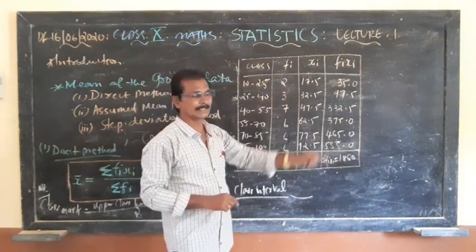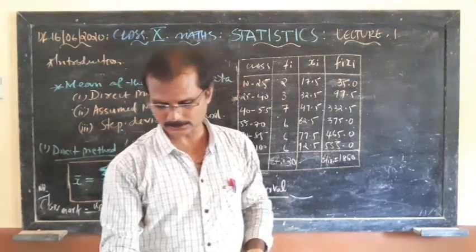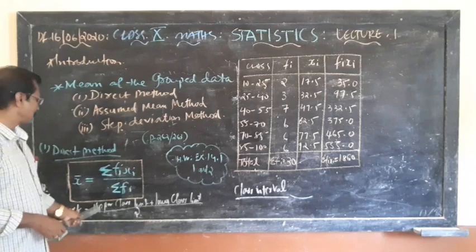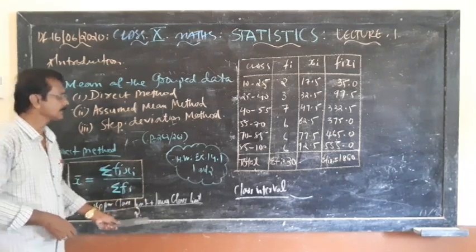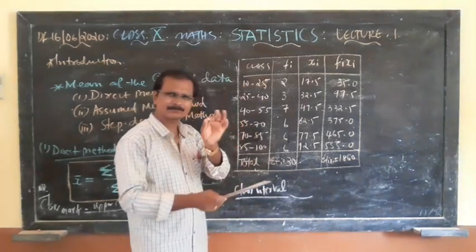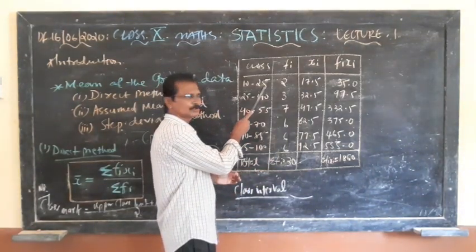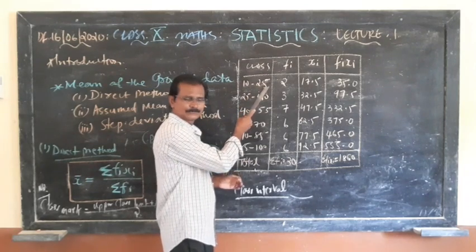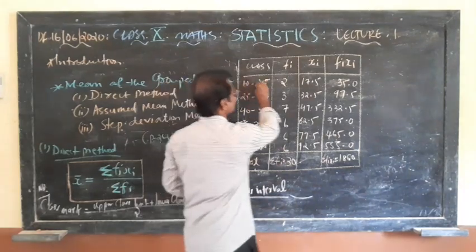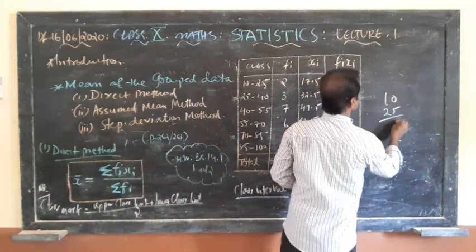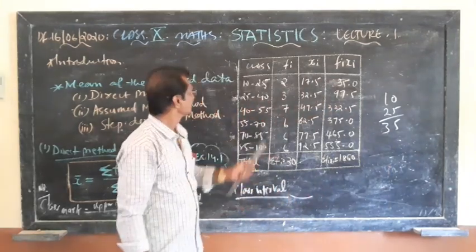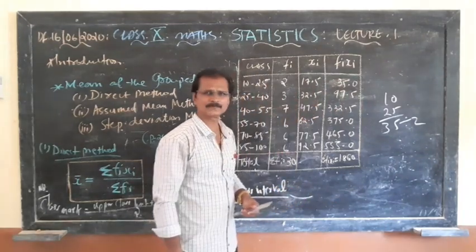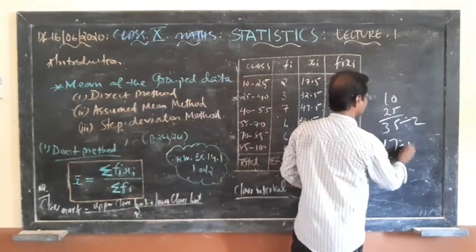This is what we call Xi. Xi means the class mark. In the textbook it is given as class mark. So what is class mark? Again, a simple formula: upper class limit plus lower class limit divided by 2. Very simple one. Look at this class, 10 to 25. Lower limit 10, upper limit 25. You add these two, 10 and 25, so you get 35. Now you divide it by 2.